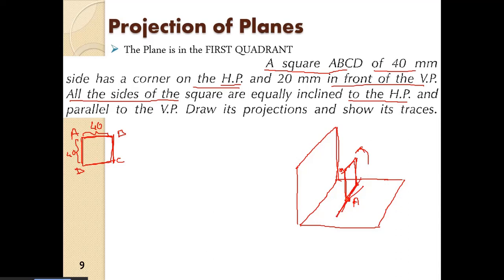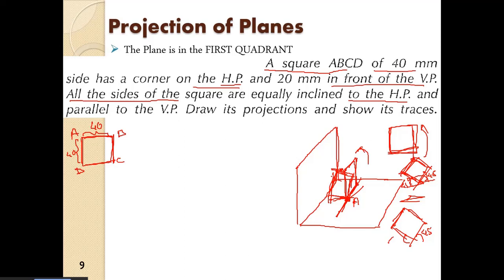So I will rotate the plane in this manner. Initially, if you see from the front, the plane was like this, then I have rotated it in this manner. Now this angle is 45 degrees. If I consider this as the inclination, this is 45 degrees. Of course, it will be contradictory if I consider the other angle, but there is no other way, so we will consider this as 45 degrees and this as 45 degrees. Ultimately we have rotated the square so that the sides of the square are equally inclined to the horizontal plane.